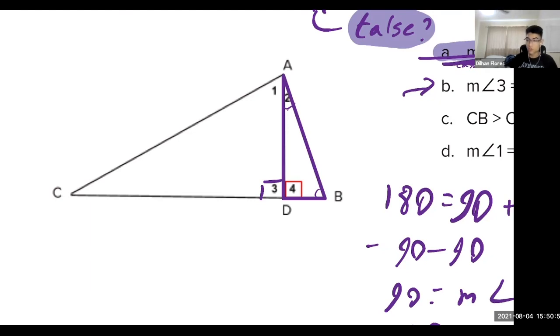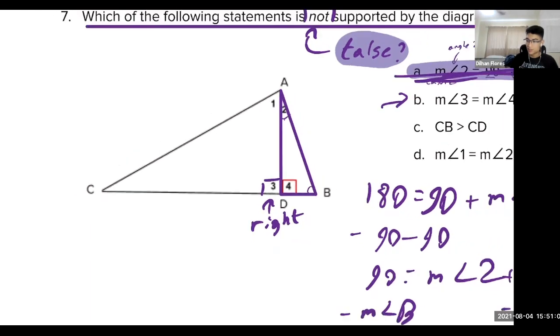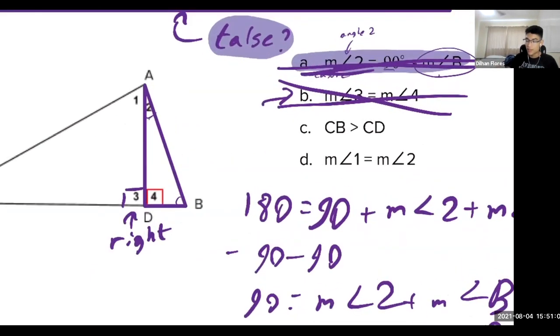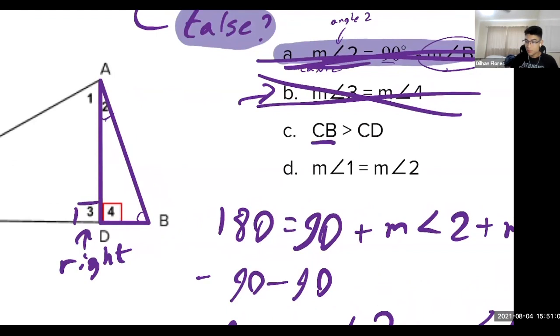That's for sure true, because they are both right angles. All right, so it's not going to be B. The angle of CB, no, not angle. I lied. You guys didn't lie, just me. CB. Okay.